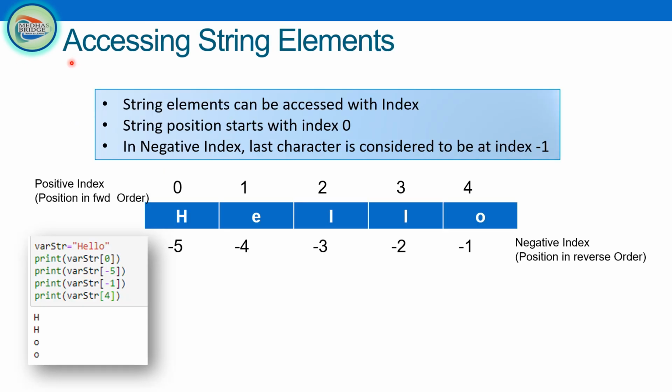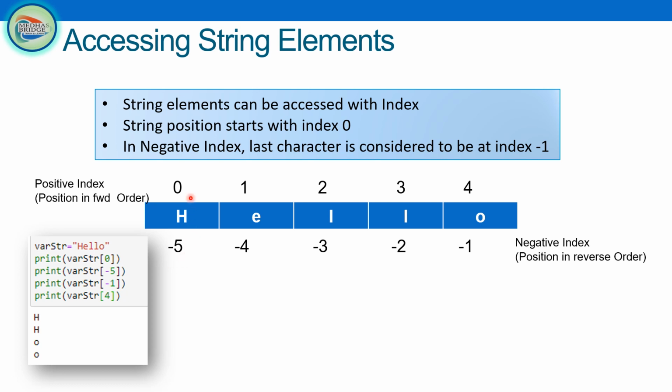Here is how to access string elements. String elements can be accessed with index. Index position starts with 0. In negative index, last character is considered to be at index -1. Positive index, position is forward order 0, 1, 2, 3, 4. Negative index, position in reverse order -1, -2, -3, -4, -5.